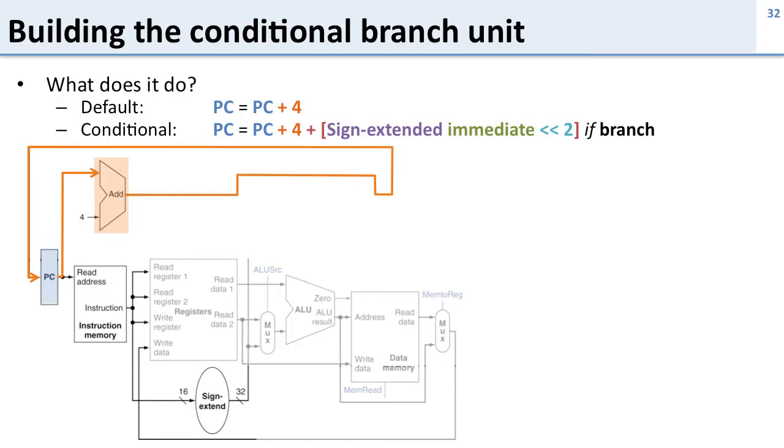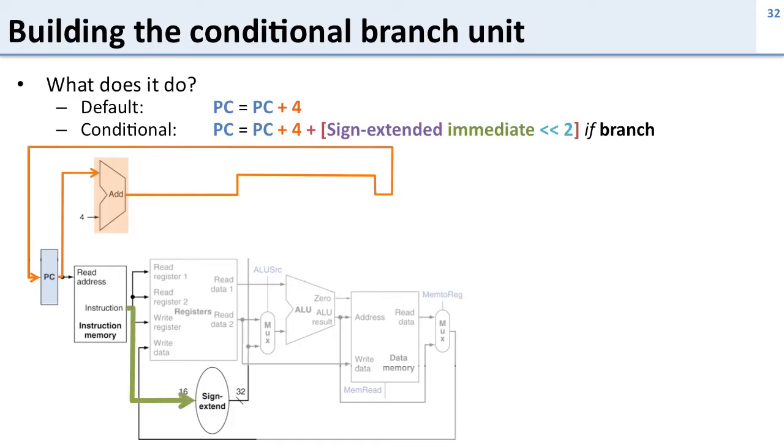So we're going to do PC plus 4, and then we're going to add in this sign extended immediate, but we shift it over a bit. Remember, we shifted over by 2 because we can't have unword aligned addresses. And we only do this if we take the branch. So if we don't take the branch, we do the regular PC plus 4. If we do take the branch, we do this. So we need to look down at our design here and see how we build this.